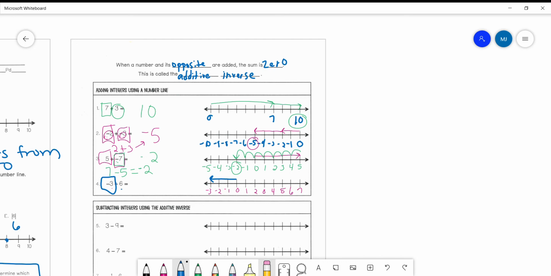Now I have to model the +6. So to the right 6 units from the -3. So 1, 2, 3, 4, 5, 6. And so my answer here is 3. So again, to do this without a number line, that would be 6 minus 3. Keep the sign of the bigger number.